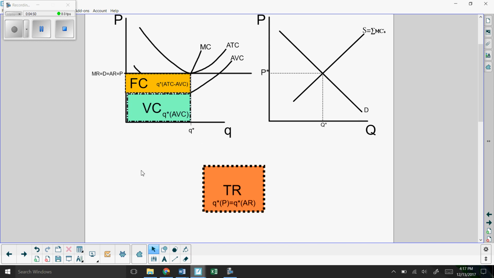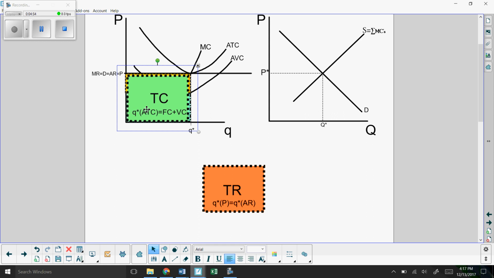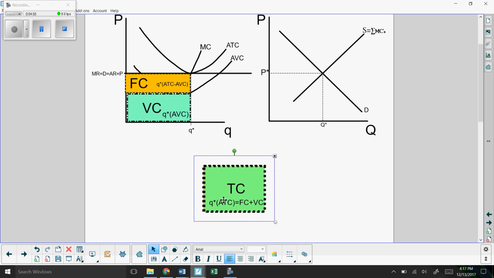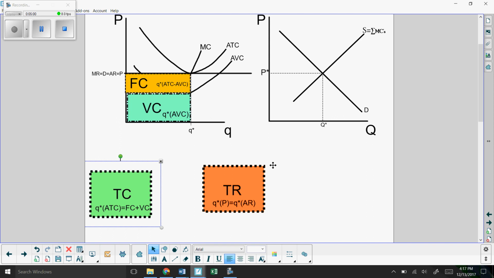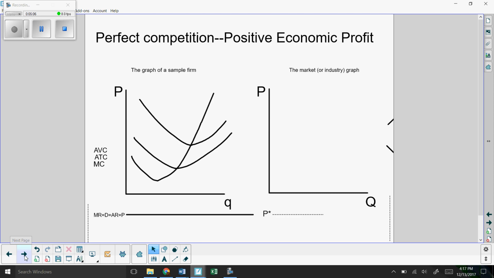Oops. But if we do this, then it'll be on top. And we can see that it's exactly the same size. Because total revenue and total cost are the same size, there would be no profit and no loss. So that's a nice way to think about the long-run equilibrium picture. Let's do another one real quick here.